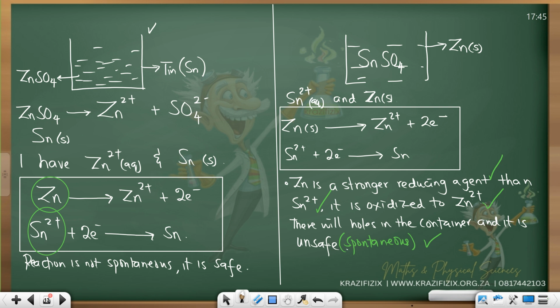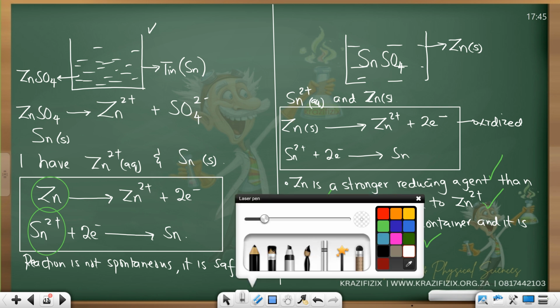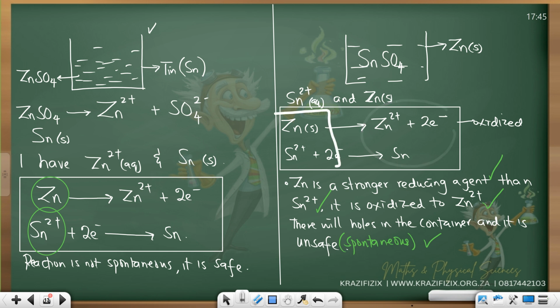Please always check something here. This one is oxidized. If something is oxidized, it's a stronger reducing what? Agent. So look at that answer the way I wrote it. Zinc, do you notice that I am not even making reference here? All my answers are here. Zinc is a stronger reducing agent than, I didn't say tin because I don't have tin. What do I have? Sn2 plus. Everything is on the left. It is therefore oxidized to what? Zinc 2 plus. Therefore, there will be holes. Your zinc 2 plus is invisible, aqueous.